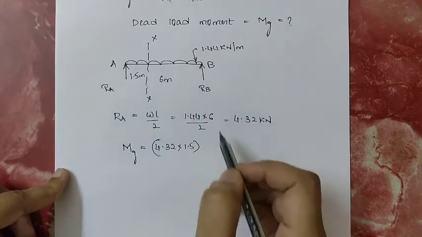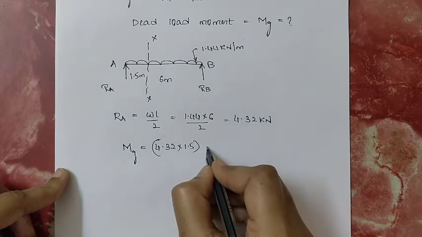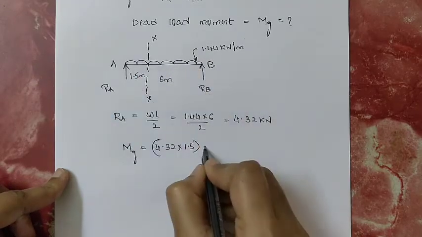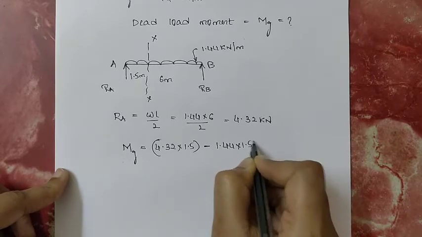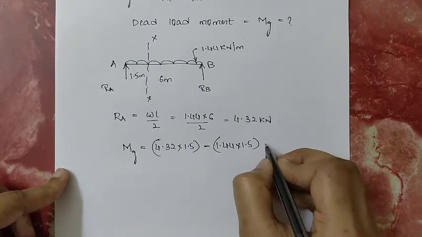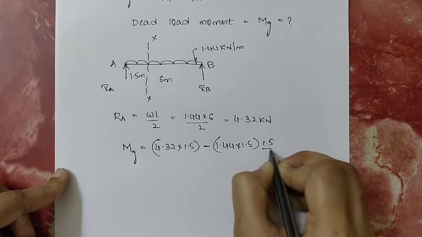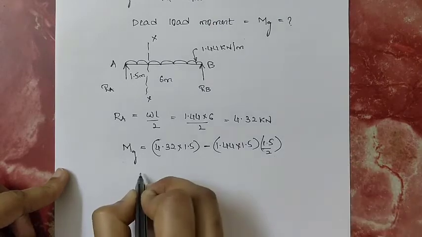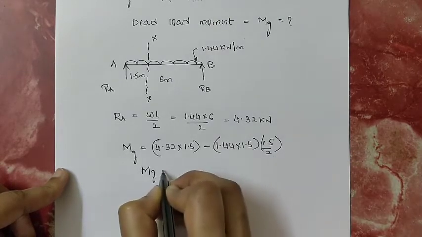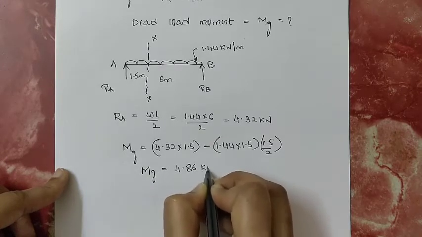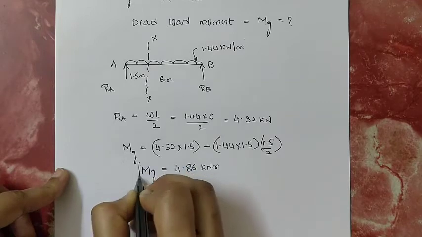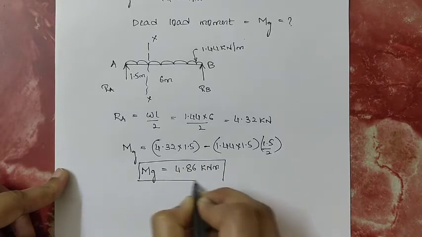Then this UDL portion, intensity of UDL is 1.44, it is rotating anti-clockwise, so minus 1.44 into 1.5 multiplied by its CG distance, 1.5 divided by 2. Upon simplification, you will get the Mg value as 4.86 kilonewton meter. This is your dead load moment.